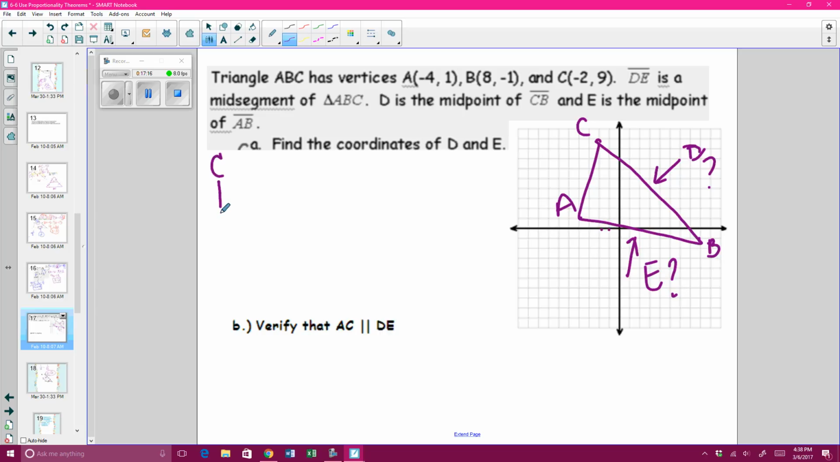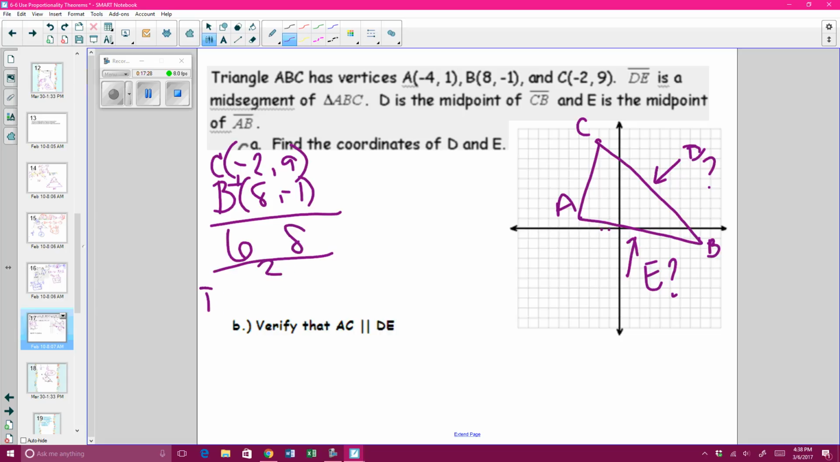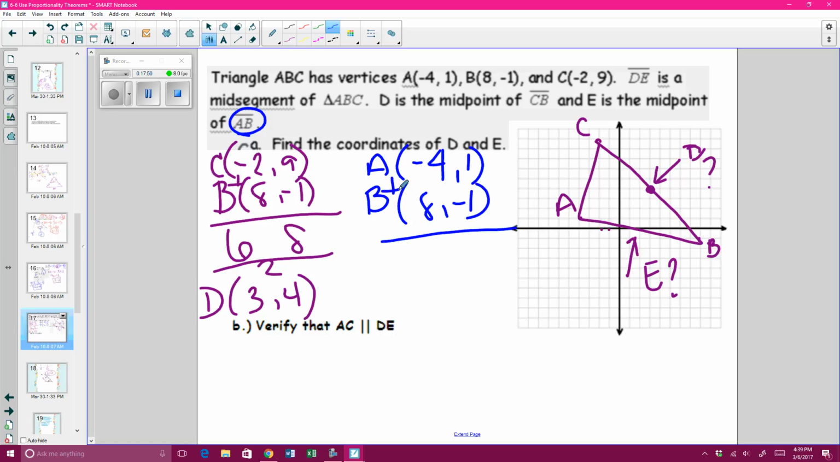So CB has the coordinates -2, 9, 8, -1. And if I add these together and then divide by 2, I realize that D is located at 3, 4. So if you go back to your coordinate plane, 3, 4, we guesstimated correctly, this would be point D. Do the same thing to find E, which is the midpoint of AB. So I need A and I need B. And again, we guesstimated that correctly because here's E at 2, 0.